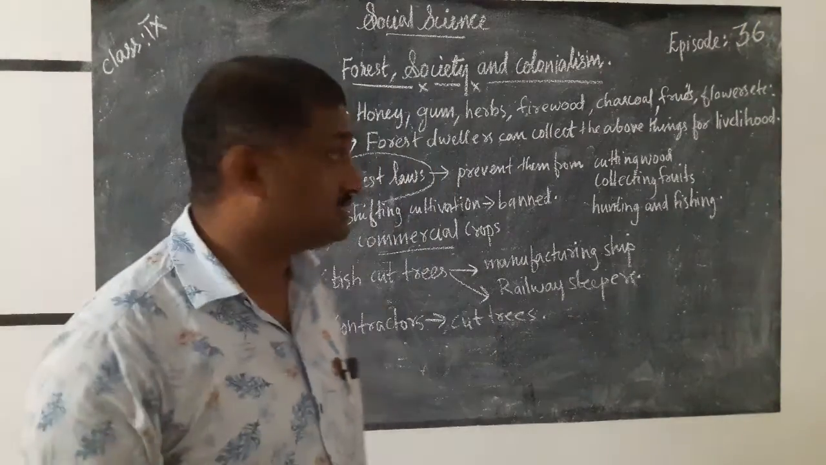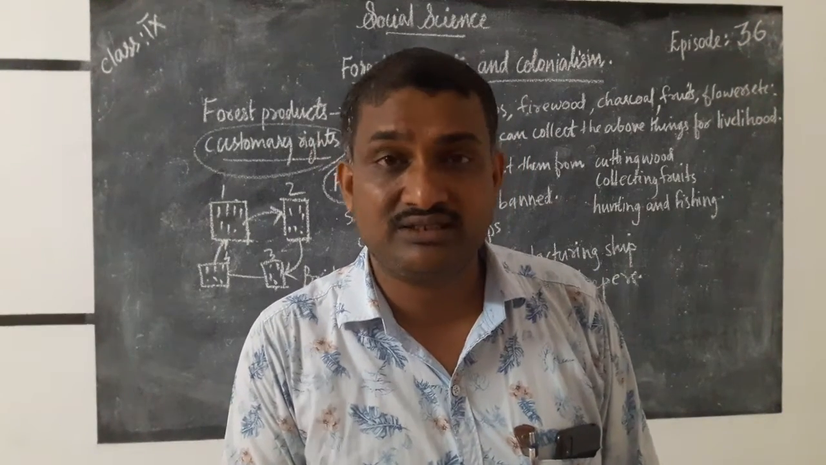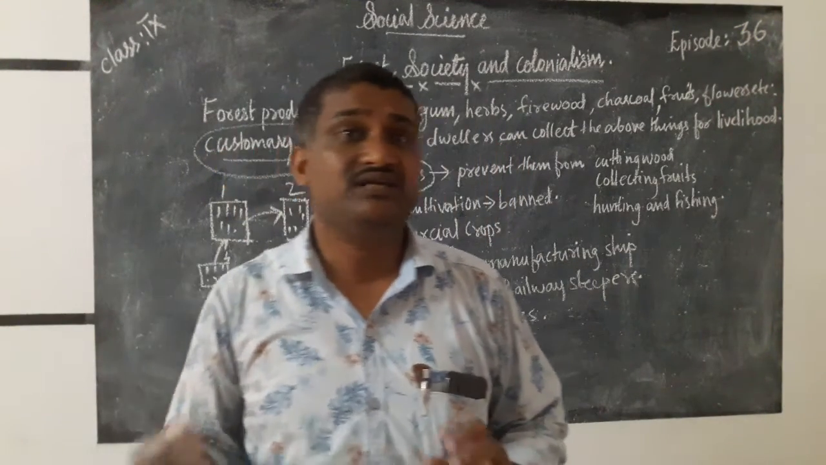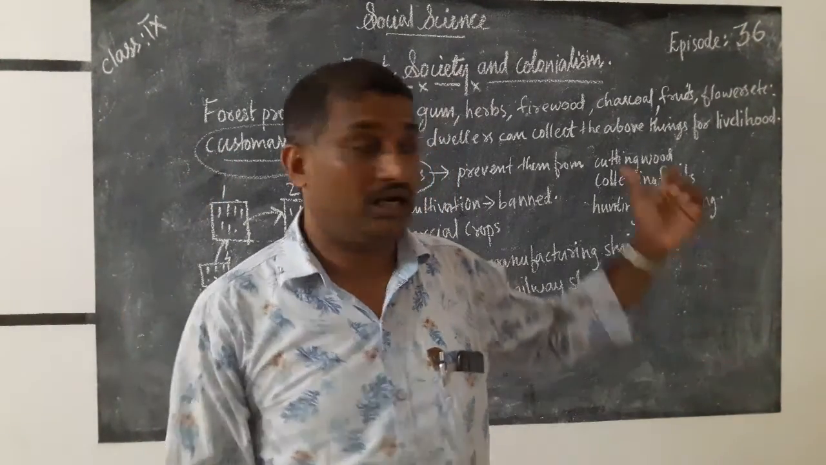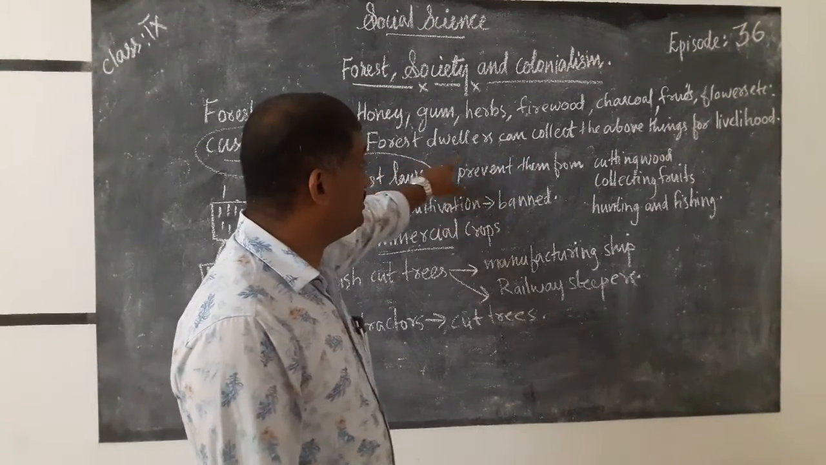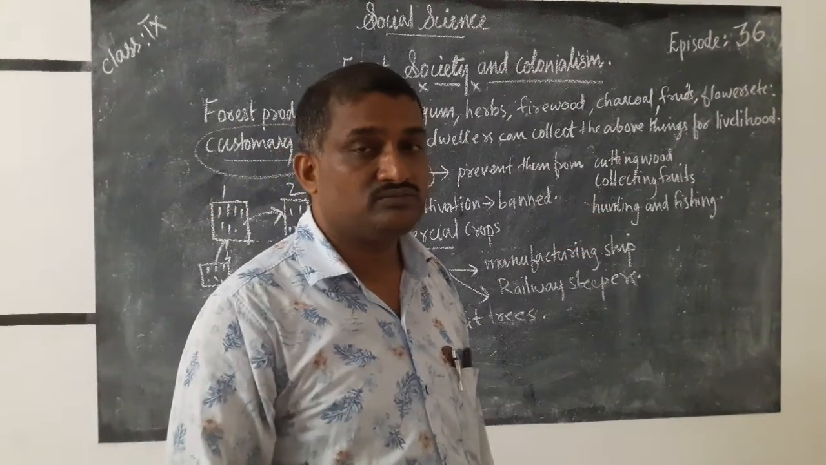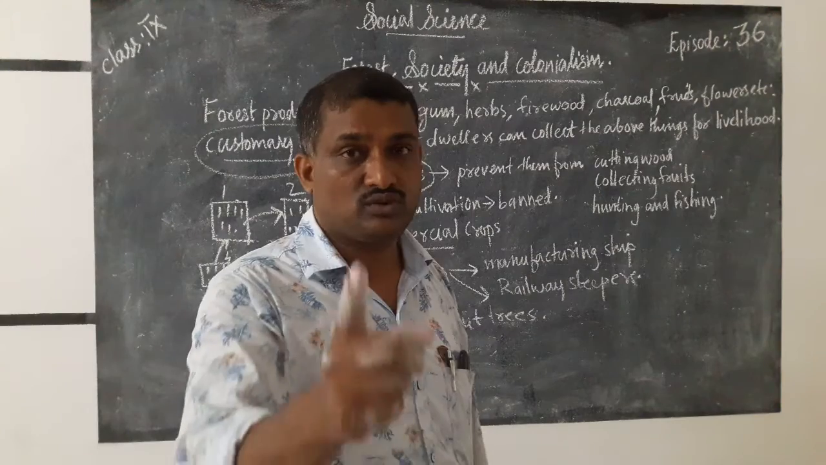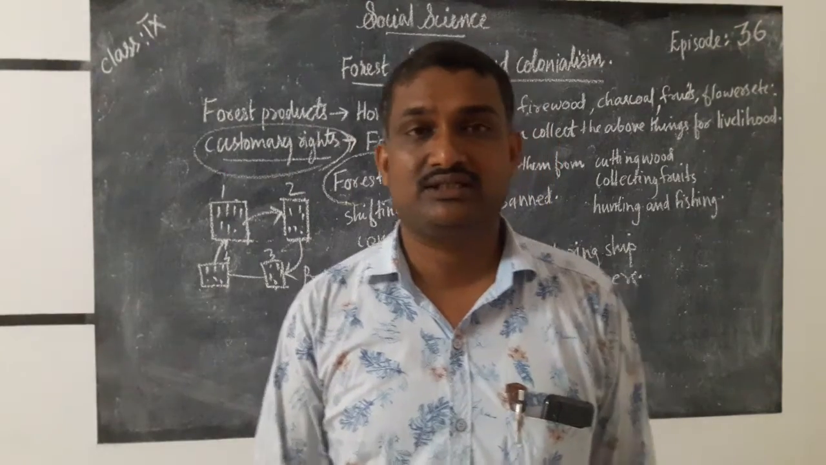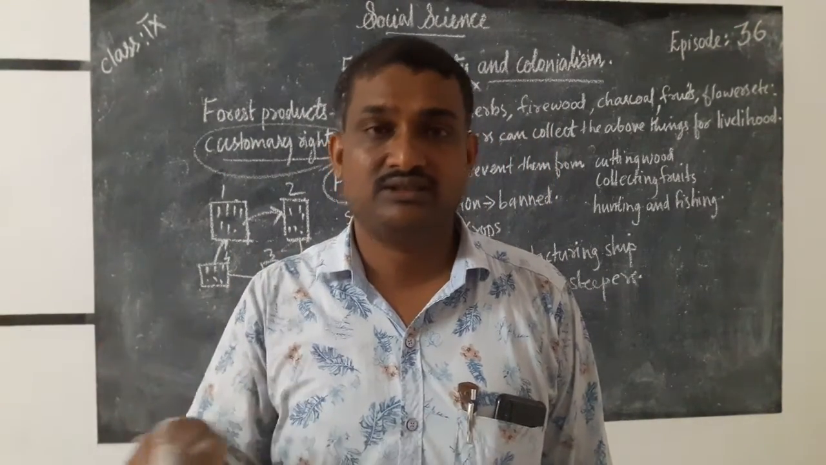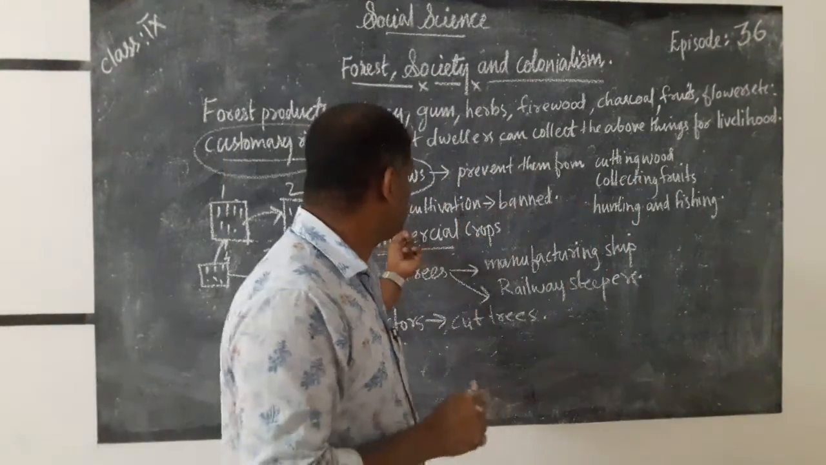So what did the Britishers do? They banned this shifting cultivation. So they can't live in the society because they can't survive. Why? Because already the forest laws prevented them from cutting wood, collecting fruits, hunting and fishing. So how will they live without collecting these forest products? Their life became miserable. At the same time, shifting cultivation was also banned. Suppose they think they want to cultivate these areas in the forest, that also won't happen. So shifting cultivation was also banned.